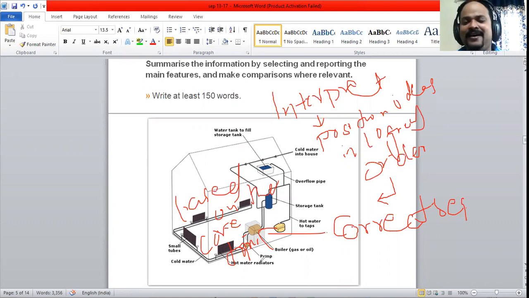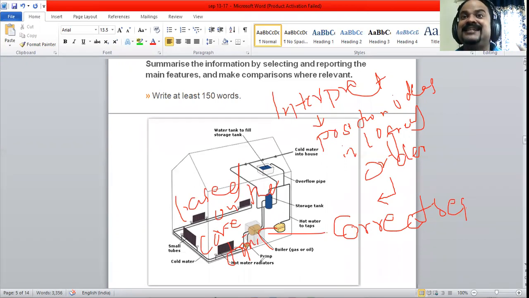So we have to focus on the central heating system, how it functions, rather than focusing how the water comes in the hot water taps. Or rather than how we push the water upwards towards the water tank to fill the storage tank. So the core topic is central heating. So based on that core topic, you need to position your ideas in the correct sequence.